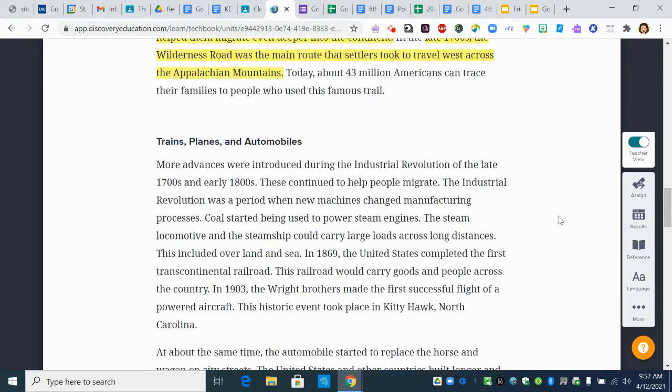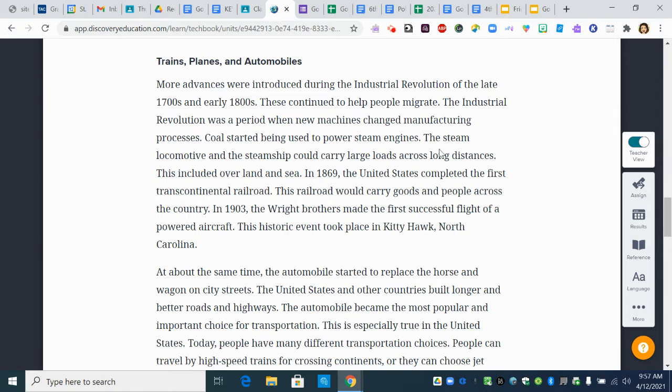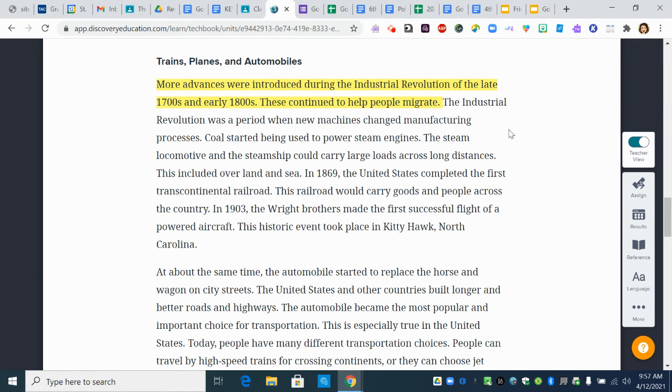Trains, planes, and automobiles. More advances were introduced during the Industrial Revolution of the late 1700s and early 1800s. These continued to help people migrate. The Industrial Revolution was a period when new machines changed manufacturing processes. Coal started being used to power steam engines. The steam locomotive and the steamship could carry large loads across long distances. This included over land and sea.